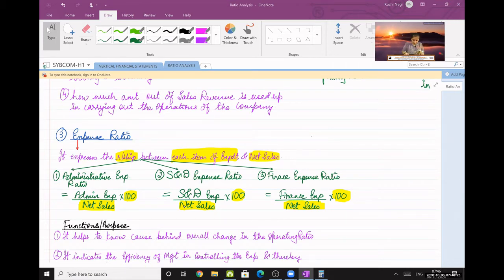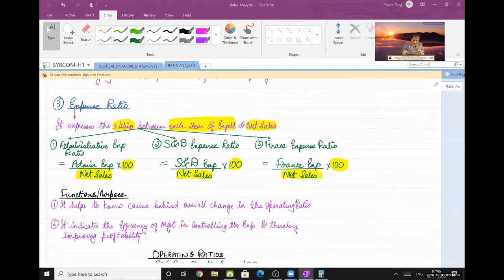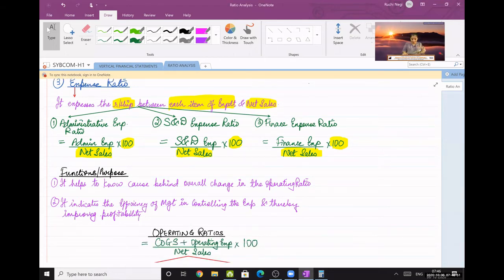Formulas are very important. Obviously, we have to do sums based on that. So, what is the purpose of this ratio? Obviously, to calculate its individual expenditures in comparison to net sales. It helps to know the cause behind the overall change in the operating ratio. It indicates the efficiency of the management in controlling its expenses, and obviously you have to have control over your expenses so that the profit increases, right?